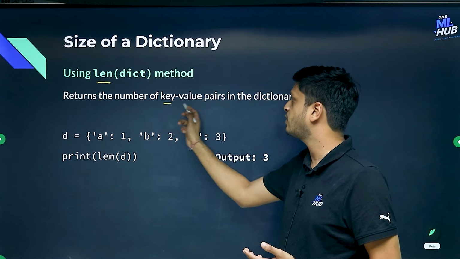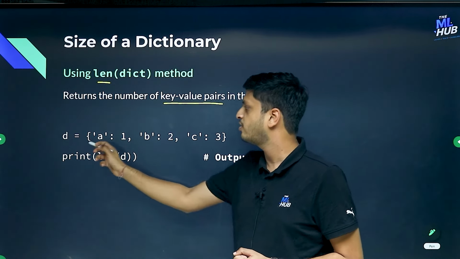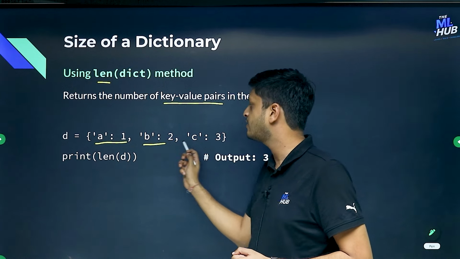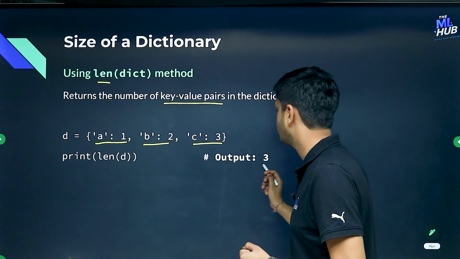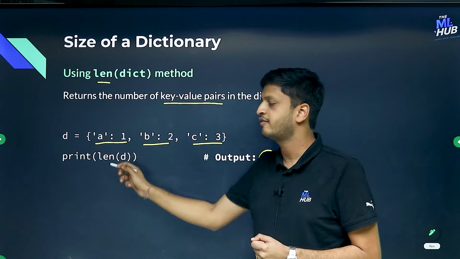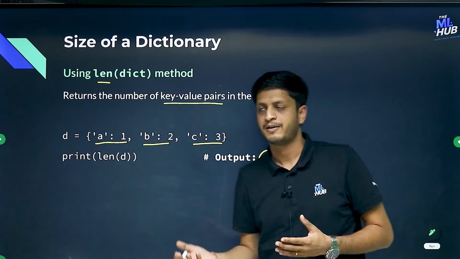Returns the number of key value pairs in the dictionary. So if you have a dictionary, this is a key value pair, this is a key value pair, and this is a key value pair. And hence, if you print the length of this, you will get the output as 3. So len function works on dictionaries as well.